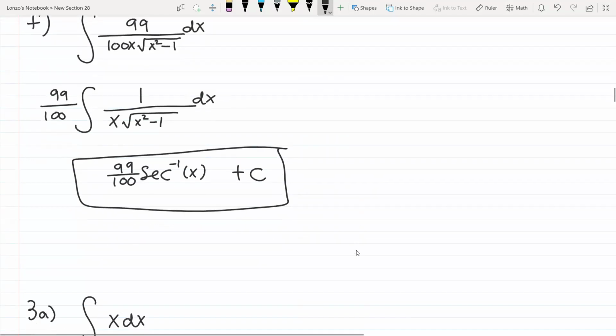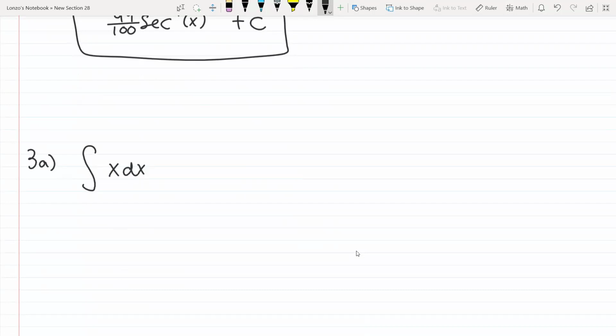Okay, next one. 3a. So we have to take the integration of x dx. This time we're going to apply the power rule. There's no constant you can take out, so we apply the power rule. This has a power of 1.